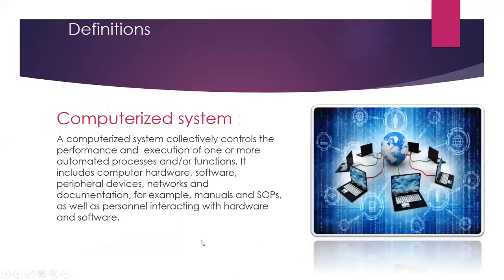So what is a computerized system? We all know about that. A computerized system collectively controls the performance and execution of one or more automated processes and/or functions. It includes computer hardware, software, peripheral devices, network, and SOPs, as well as personnel interacting with the hardware and software.